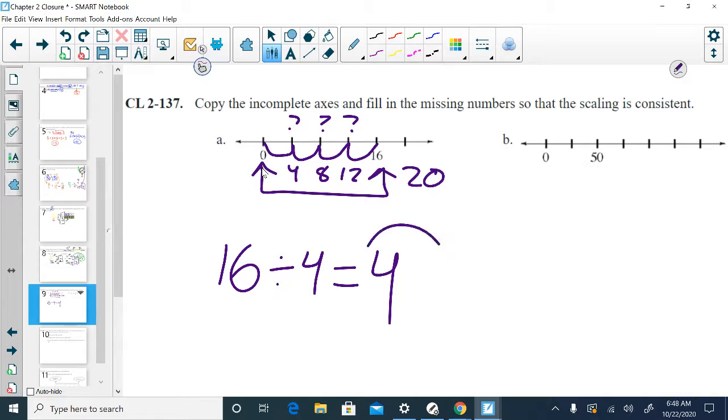All right, so now you're going to do the same thing for this next problem here, problem B. You're going from 0 to 50 in 2 jumps. So how much are you going up by each time? And then go ahead and fill in the missing hash marks.